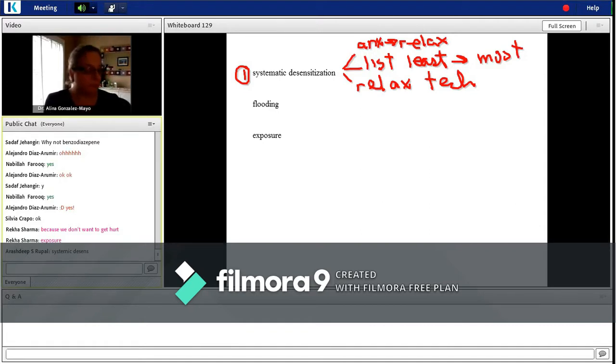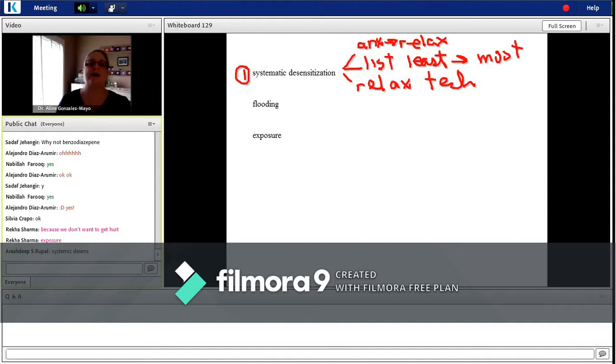So maybe seeing a picture of a building, maybe going and standing outside of a building, then being in the building, then being on the top floor of the building. So when you compare the first one to the last one, the anxiety is getting larger.